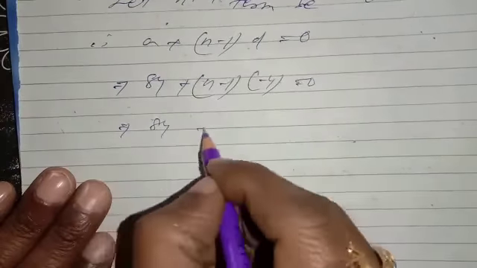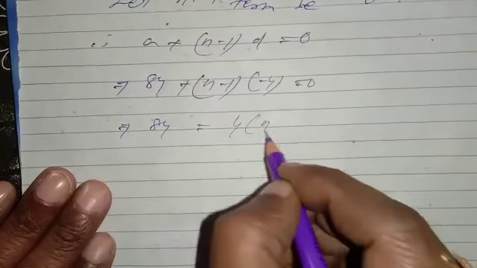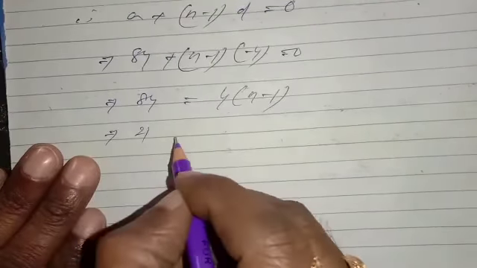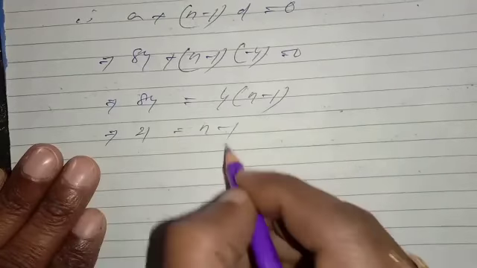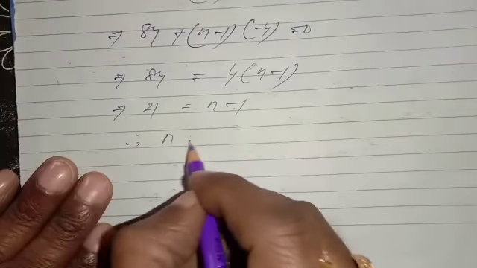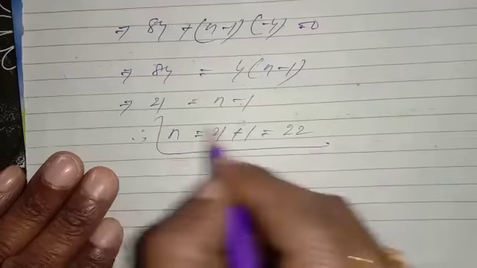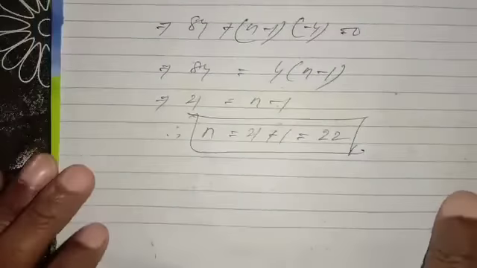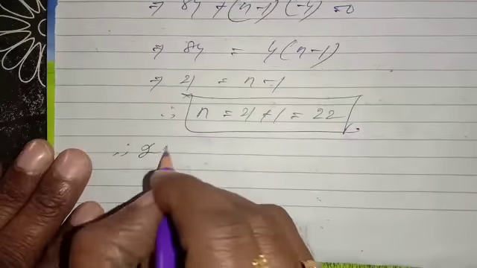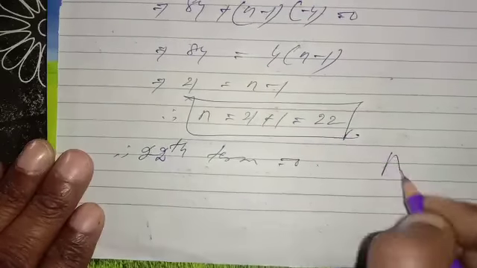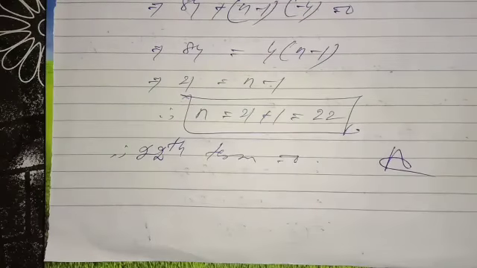That means 84 is equal to, taking that side, 4 whole into (n minus 1). Now dividing by 4, this will be 21 is equal to n minus 1. Therefore, n is equal to how much? 21 plus 1, which is equal to 22. N equal to 22. Therefore, the 22nd term is equal to 0. In this way, I have completed number 3 second part also.